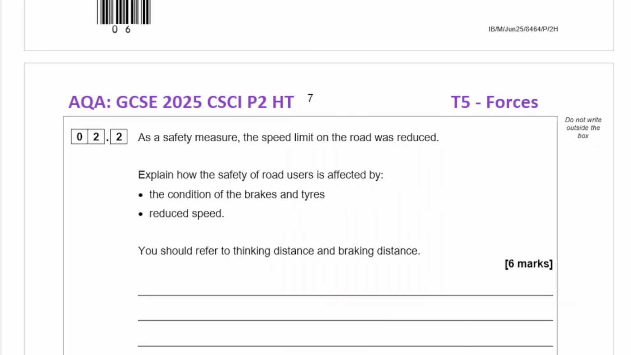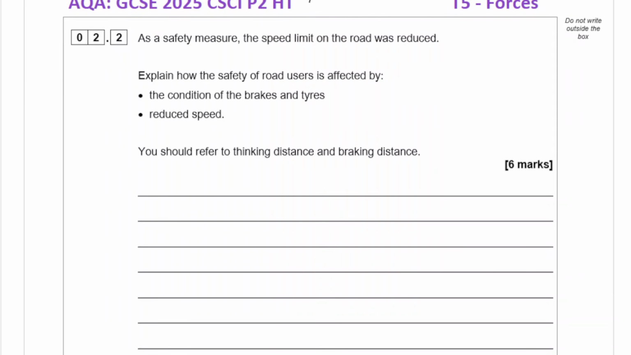As a safety measure, the speed limit on the road was reduced. Explain how the safety of road users is affected by the condition of the brakes and tires, and reduced speed. You should refer to the thinking distance and braking distance. Now they have actually given you 4 different hints. You need to explain how the safety of the road users is affected by the condition of the brakes and tires, and the reduced speed, and you should refer to the thinking distance and the braking distance.